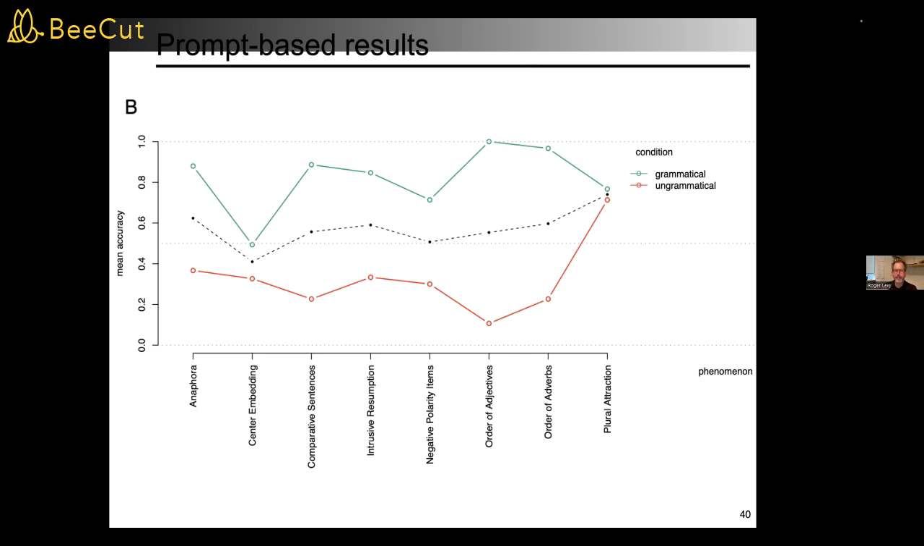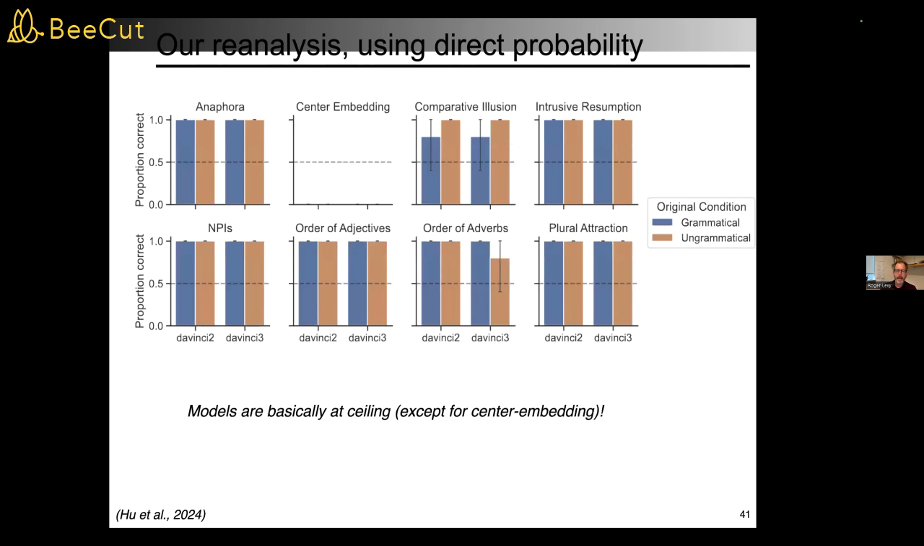However, we reanalyzed their materials using the direct probability measurement, where we take minimal pair versions of grammatical and ungrammatical sentences and ask in what cases the models put higher probability on the grammatical sentence than on its ungrammatical minimal pair. It turned out they were incredibly good at all of these same materials, with one big exception: center embedding. Because of the way we construct the minimal pairs, the ungrammatical sentences are shorter than the grammatical sentences.